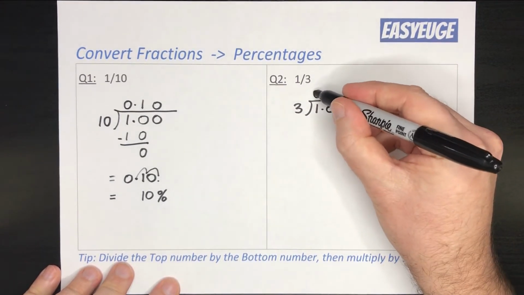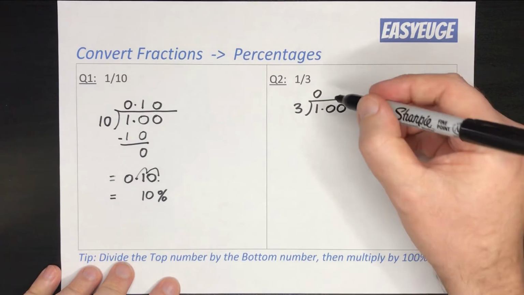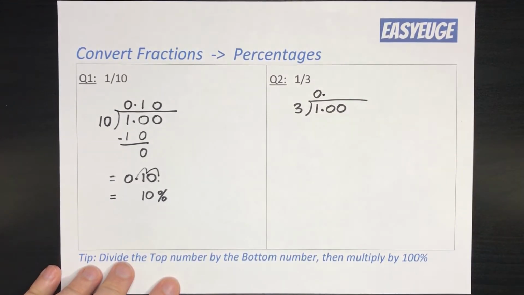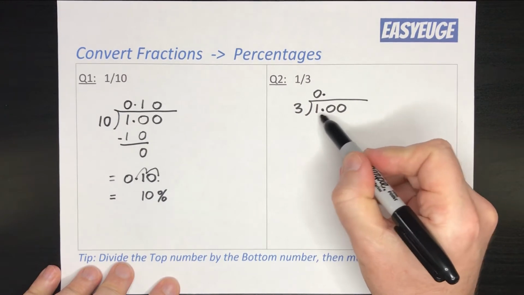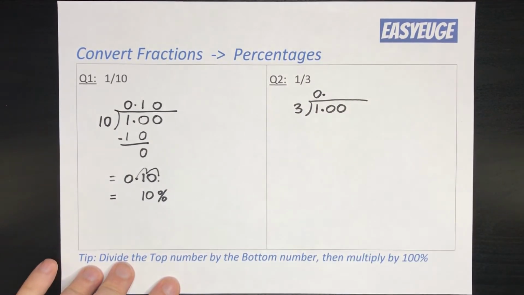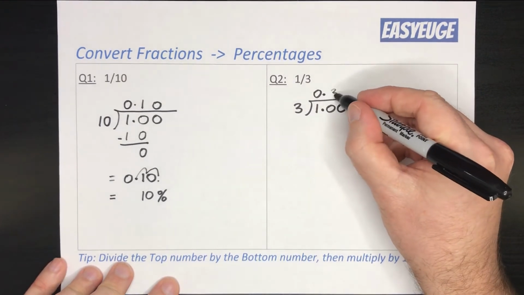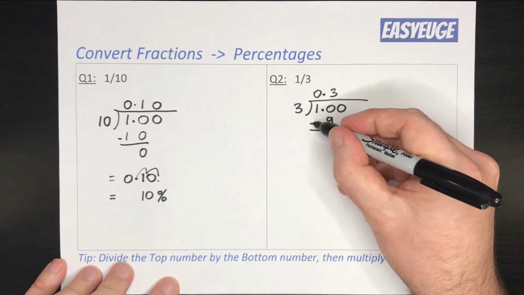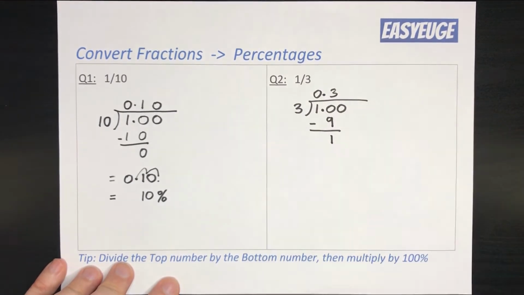No, it won't, so that's a 0. Whenever you see a decimal point when dividing, just move it up to the top. This is now a 10, so ignore the decimal point now. Will 3 divide into 10? Yes, it will go in 3 times. 3 times 3 is 9. Let's work out what the remainder is. 10 take away 9 is 1.